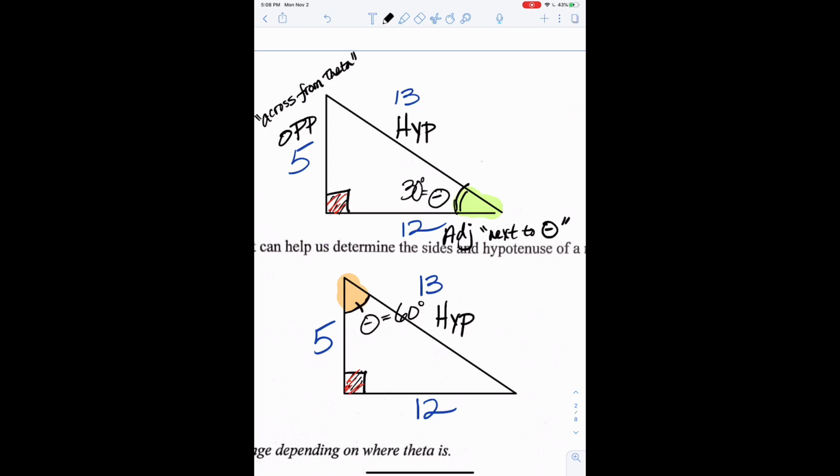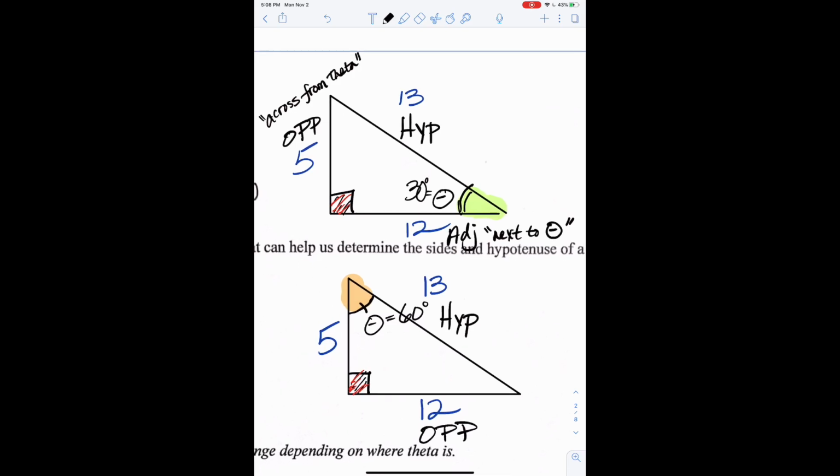Because of that logic, right, that the opposite and the adjacent are all about theta, then looking down at the bottom triangle, we can see now that 12 in the bottom triangle has to be what? Well, it's across from theta, which is the orange angle, so it has to be the opposite. All right, so this is where it's tricky, right? The same identical triangles, they're exactly the same, can have different opposites and adjacents based on what you call theta. Theta will never be the 90-degree angle. It has to be one of the other two angles.